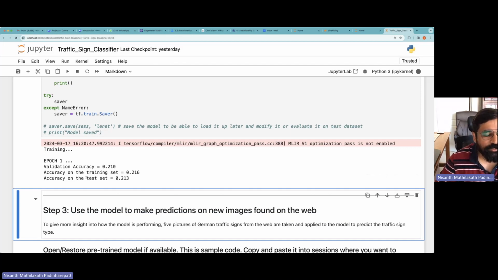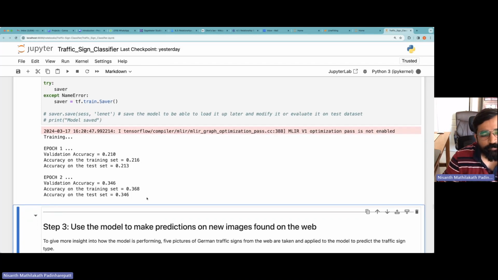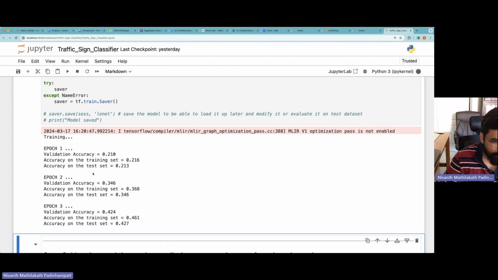Okay. After one iteration, what happened? The accuracy was only 21%. 0.21 means 21%. So if you input some 100 images of the signs, only 21 of them it was able to correctly guess. And after the second iteration of tuning parameters, the accuracy increased. Now 34% of the signs it is able to correctly identify. I have set some 30 iterations here. So we will see it keeps on increasing. So that's the idea. And meanwhile, let it complete.